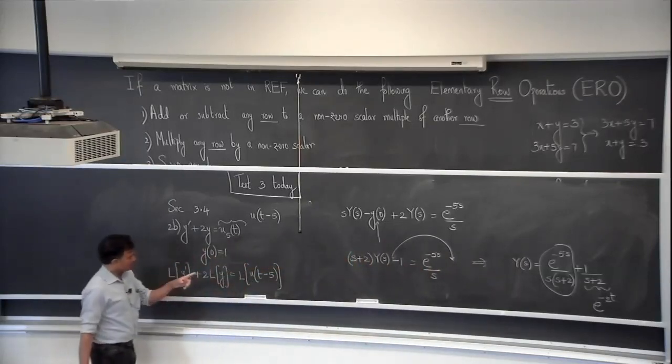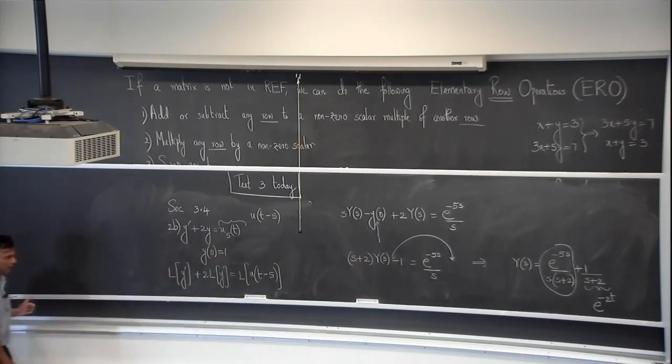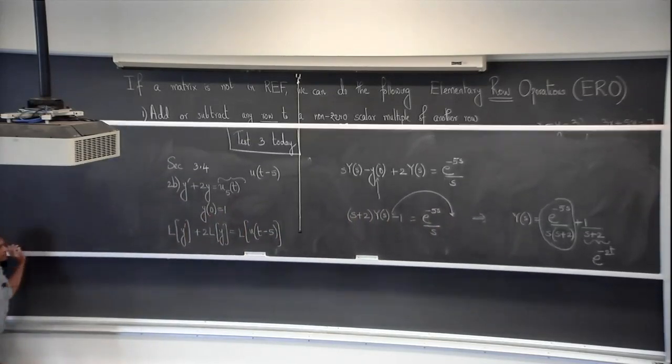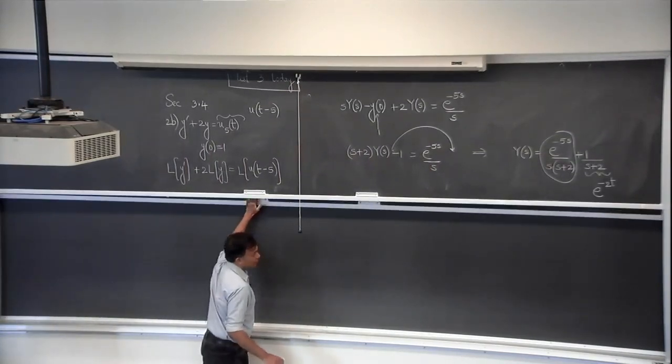So that second term came from the initial value. Okay, so there is no need to shift it. So that's done. So let's take care of the first part, which requires partial fractions.